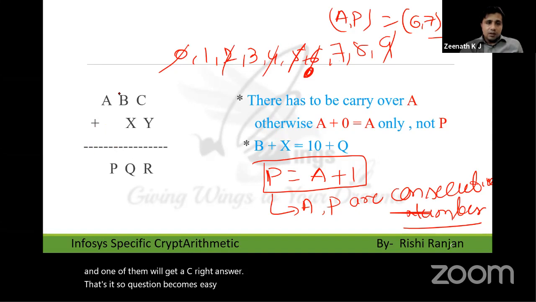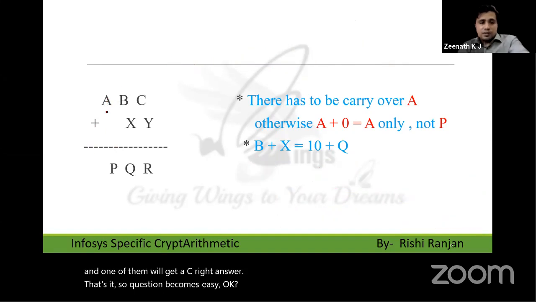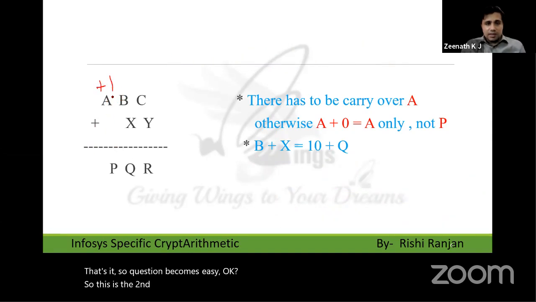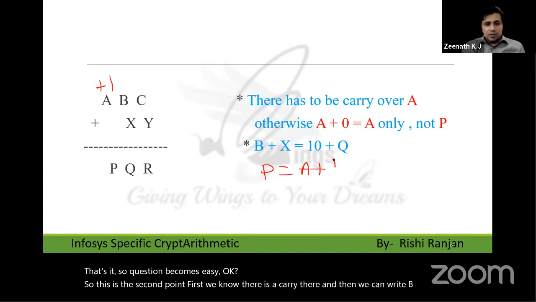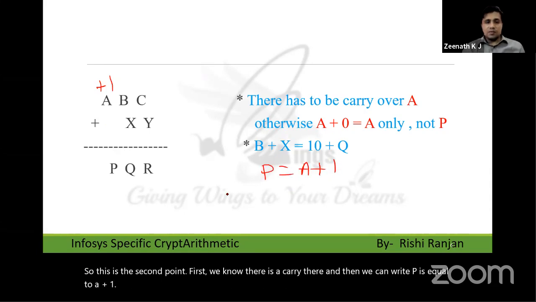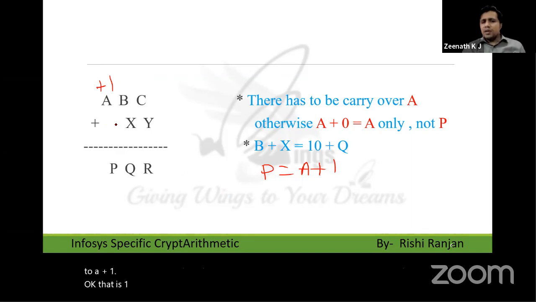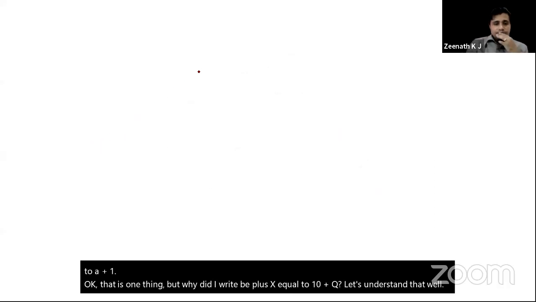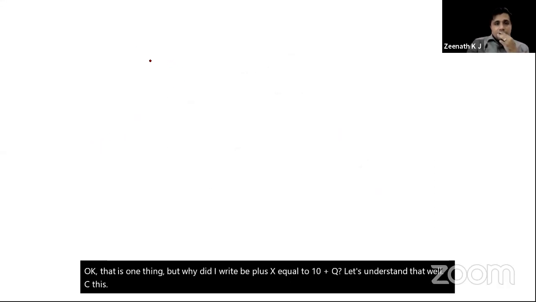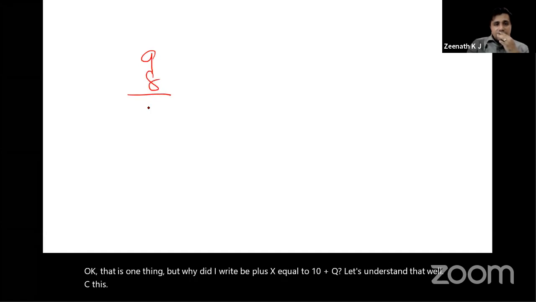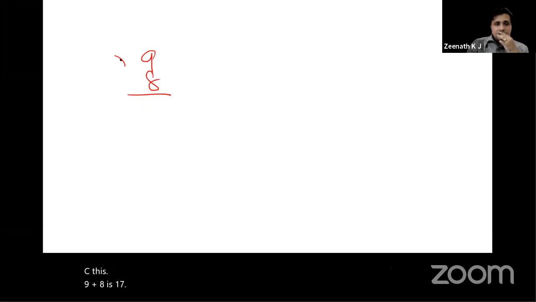Okay. So this is the second point. First, we know there is a carry there and then we can write P is equal to A plus 1. Okay, that is one thing. But why did I write B plus X equal to 10 plus Q? Let's understand that well. See this. 9 plus 8 is 17.